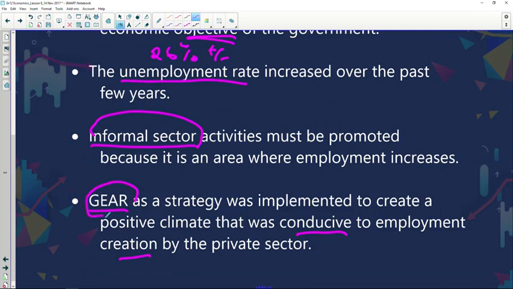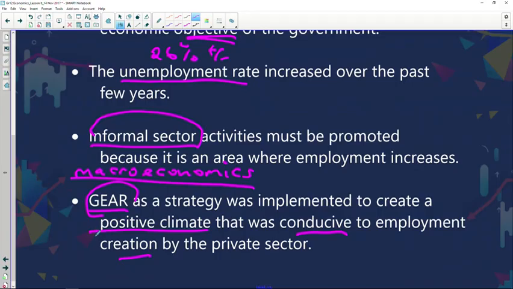So let's go back here, because this, remember, is macroeconomics. So it's a macroeconomic strategy that was introduced by the government of South Africa to look at growth, employment and redistribution. So it is a strategy. The strategy was put in place in order to bring about a positive climate that would be conducive to employment creation by the private sector.